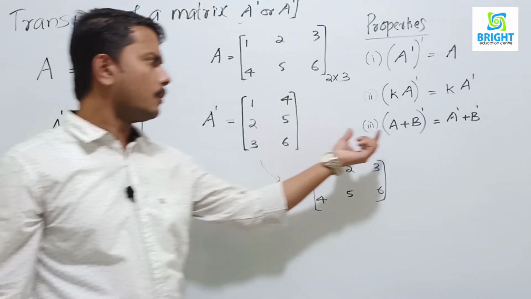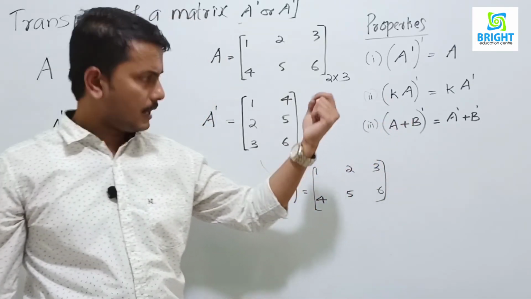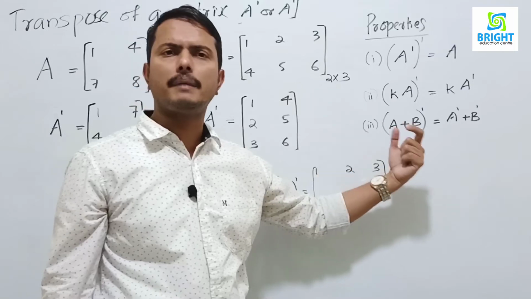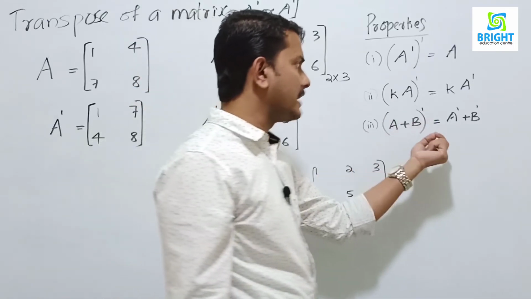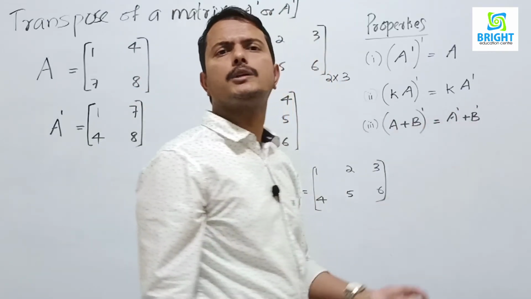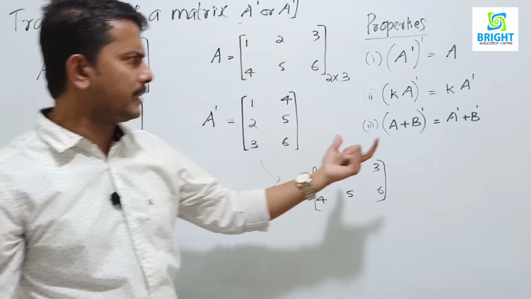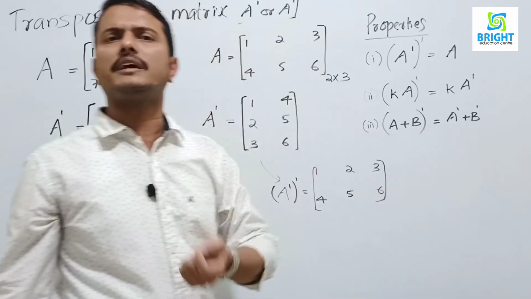What does that mean? If you add the sum of two matrices and find the transpose of that matrix, it is the same as the sum of the transposes of those two matrices separately. We will be dealing with problems also in the problem section.